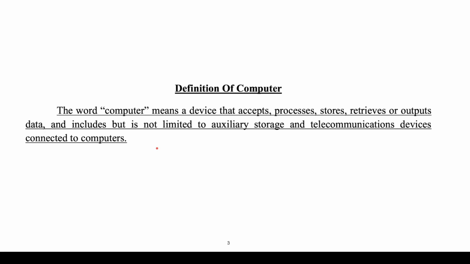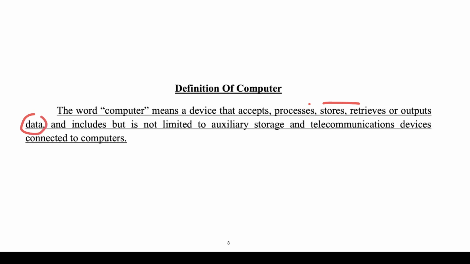So let us talk about computer science. Here there are two different words. First of all, we'll break down these two words: one is computer and the other one is science, and then we'll combine these two to understand what this area of study is all about. So the word computer means a device that accepts, processes, stores, retrieves or outputs data.